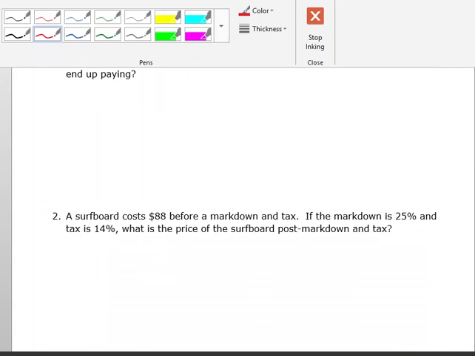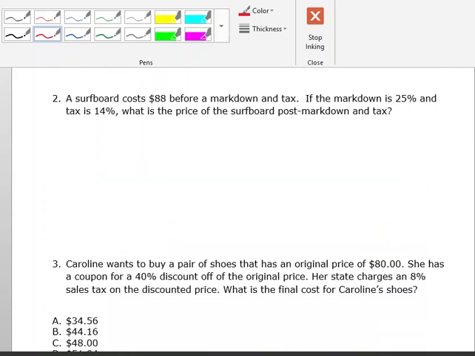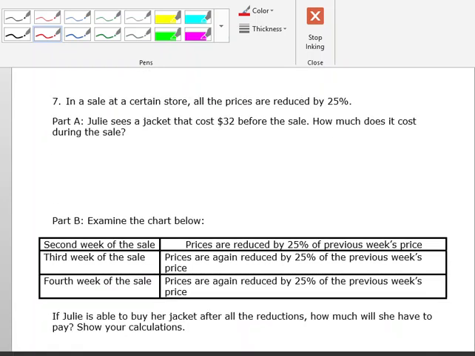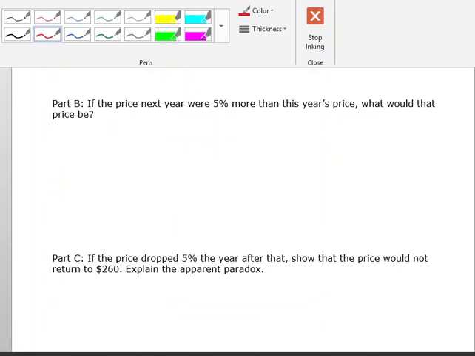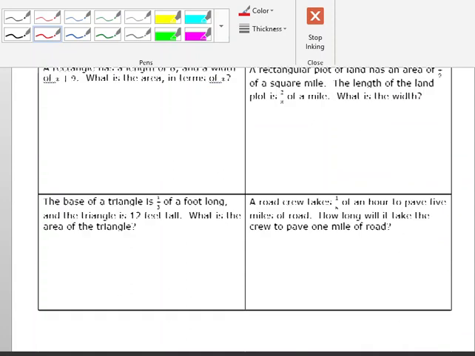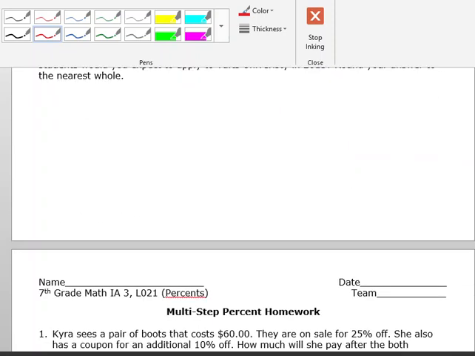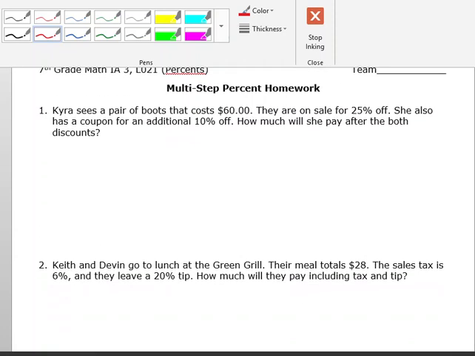And I'm going to do just a couple of the homework for you, and then you'll be experts. Okay. All right. Kira sees a pair of boots that cost $60. They're on sale for 25% off. She also has a coupon for an additional 10% off. How much will she pay after both discounts?